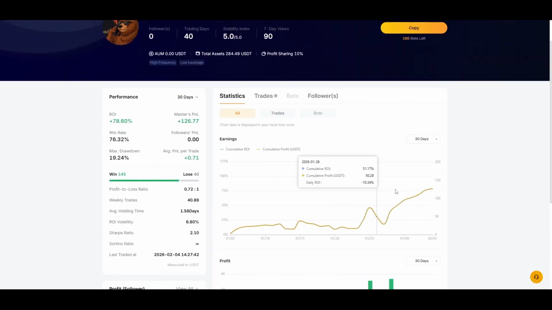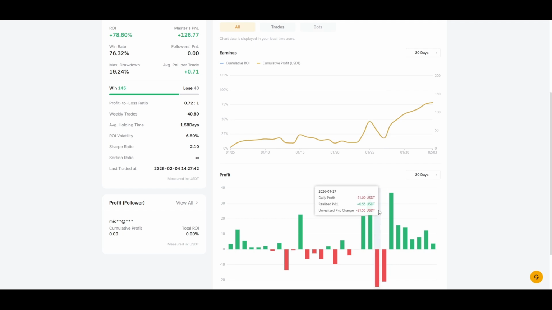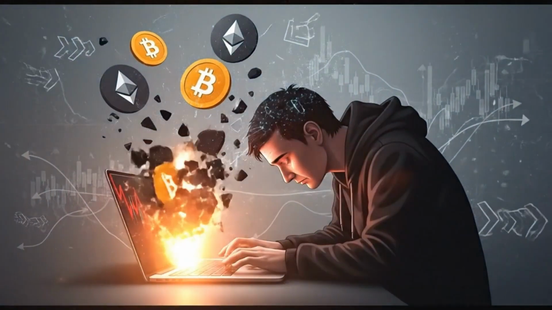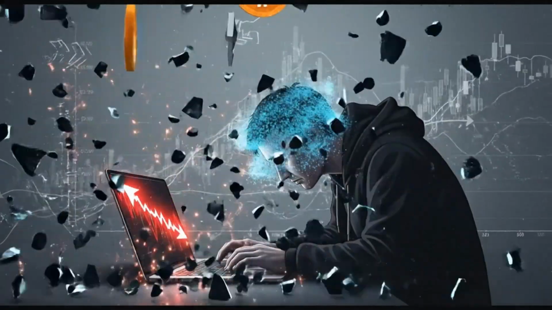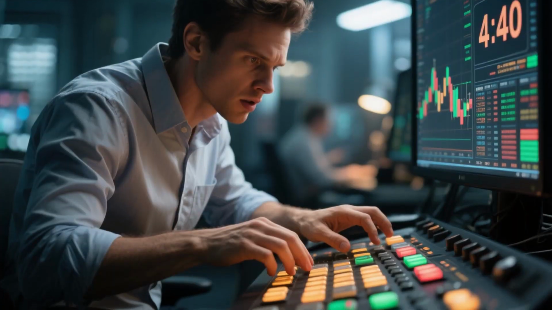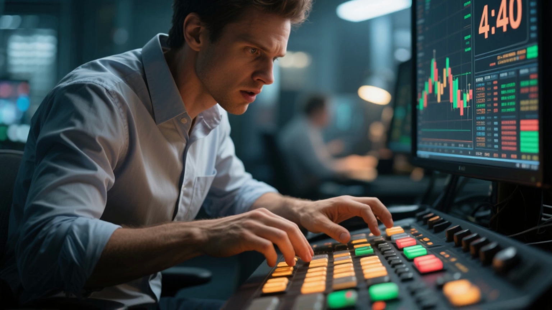Why drawdown matters more than profit. Drawdown shows how much the trader lost during bad periods. This tells you how painful the experience will be when things go wrong. If you cannot tolerate the historical drawdown, you will panic and stop copying at the worst possible time.